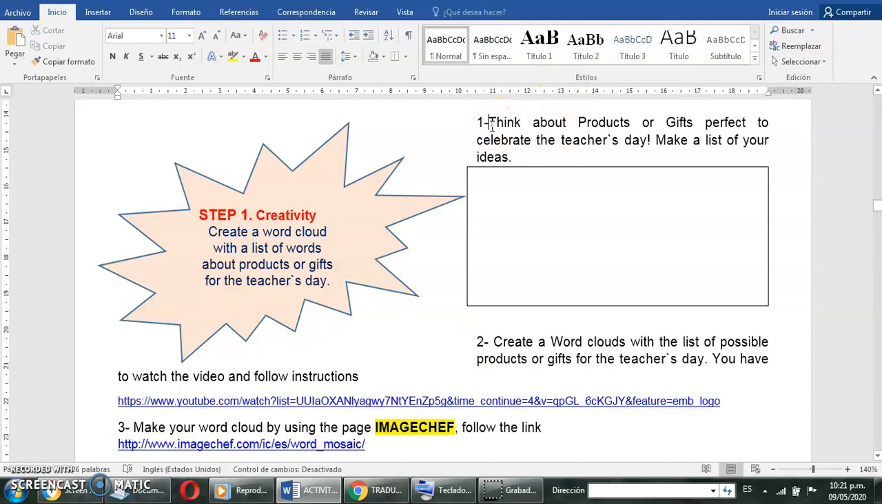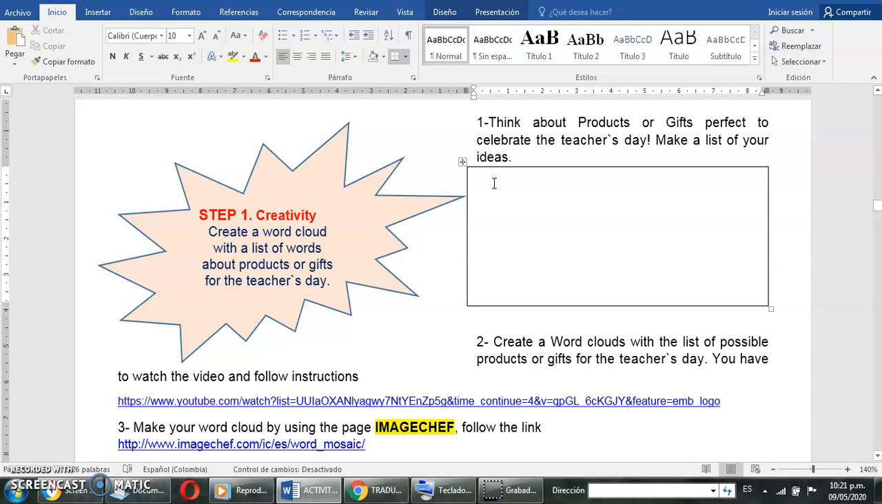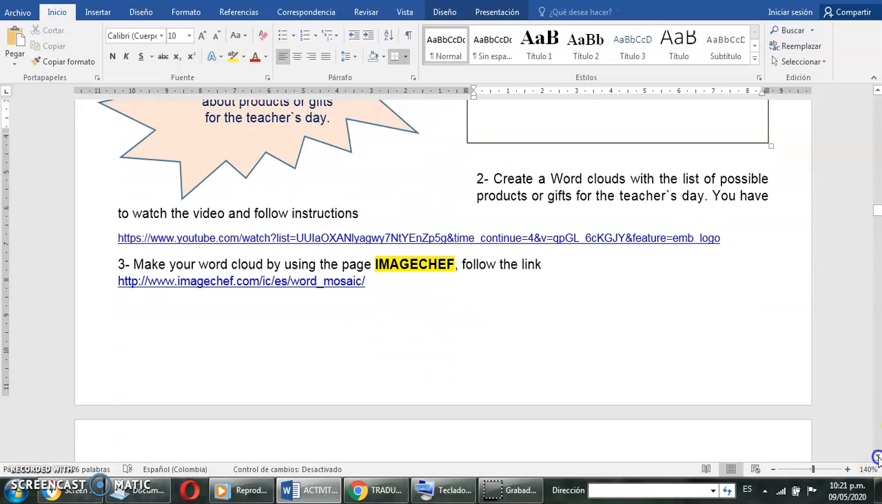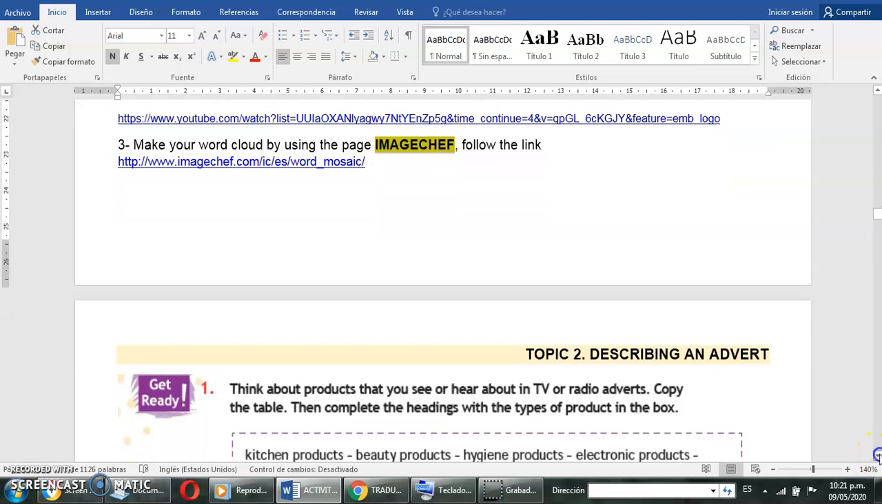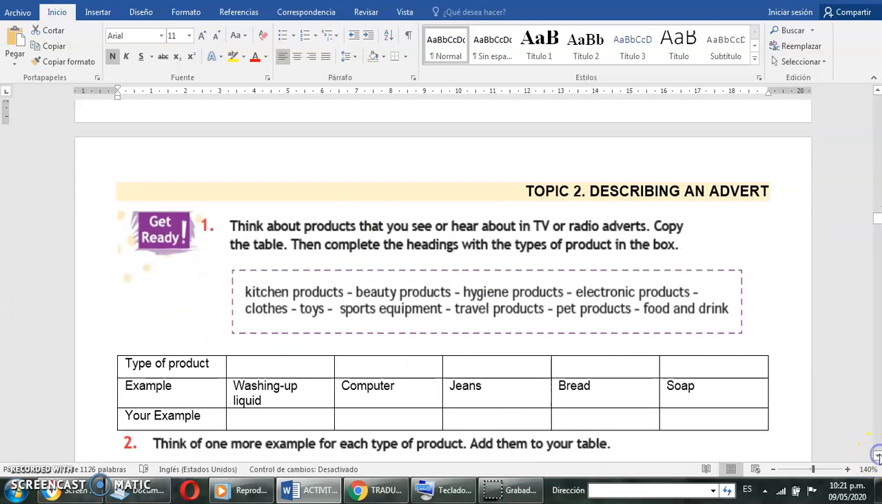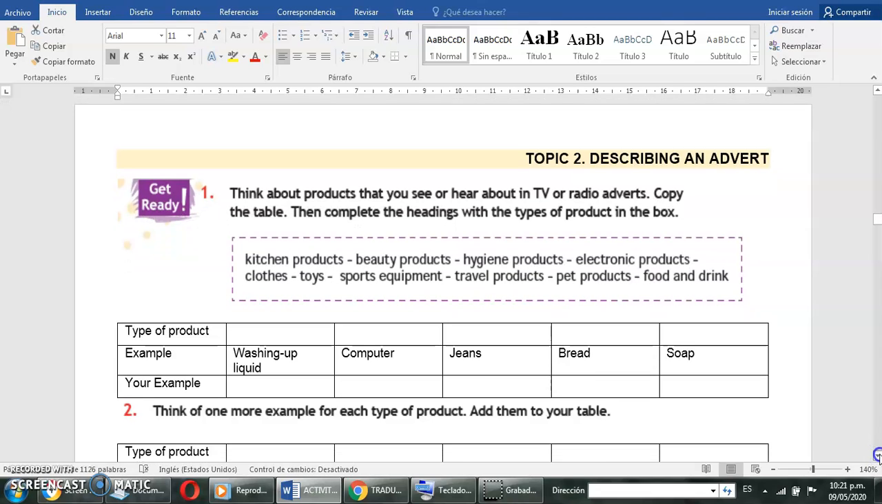The number 1 is that you have to think about gifts for the teacher day. For example, a perfect gift for your teacher, maybe a book, maybe a pen. You have to list 20 possible gifts. And then with those words, you have to create a word cloud with this application, Imagechef. It's very easy and it's very funny. I know that you will like this activity.